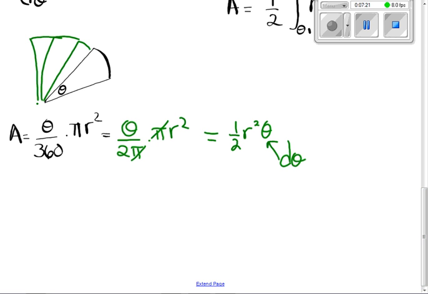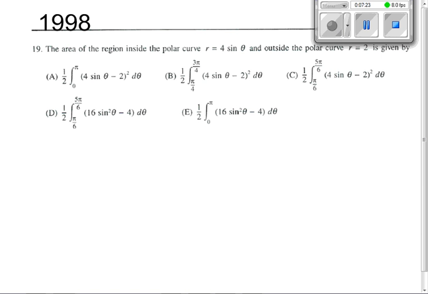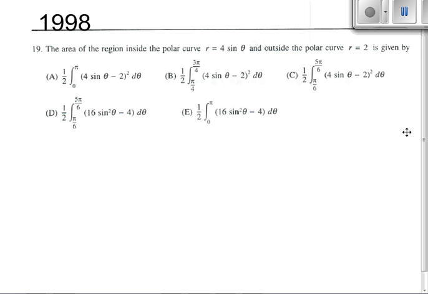So let's go ahead and do a problem. Okay, so we have to know how to graph this. What is r equal to 2? Well, first thing you've got to have is a circle. You should have 1997, 1998, 2003, 2008.